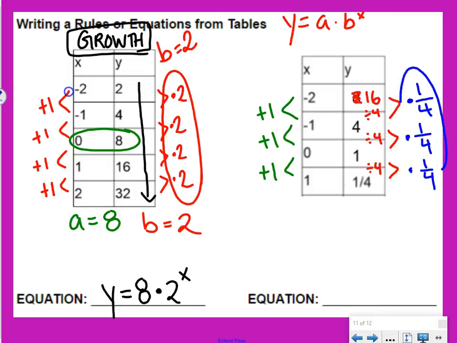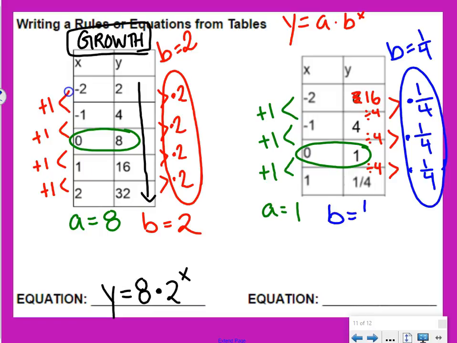So that right there, times 1/4, that's our b, 1/4. Next thing we need is our a, our y-intercept, which is right here at x equals 0. So we say a equals 1 and b equals 1/4. Write out your exponential equation. We have y equals a, 1, times b, 1/4, raised to the power of x.